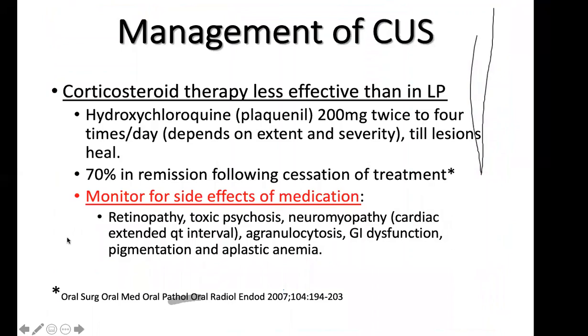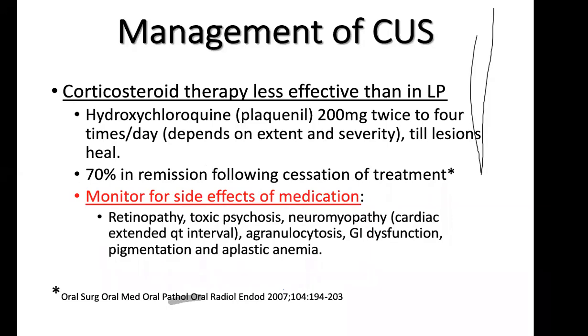Management of CUS: corticosteroid therapy is less effective than in lichen planus. So the mode to treat CUS is using Plaquenil. I should not have put that trade name, maybe different in the Indian pharmacopoeia. So we're talking about hydroxychloroquine, 200 milligrams twice, up to 4 times a day, depending on extent and severity, till the lesions heal.